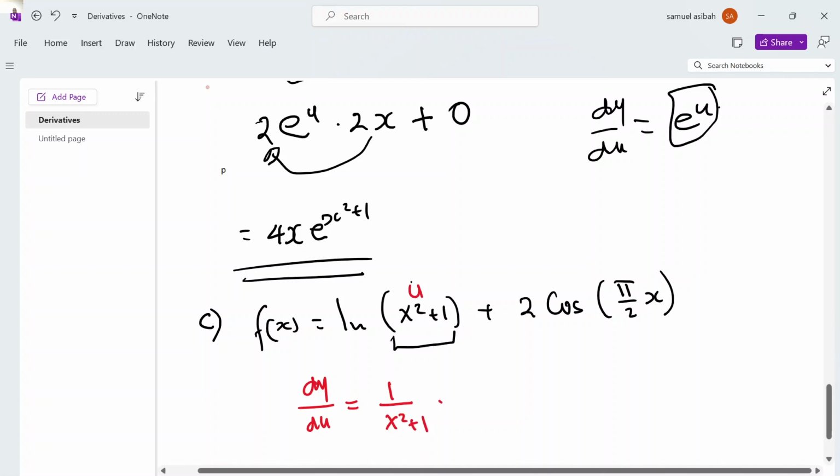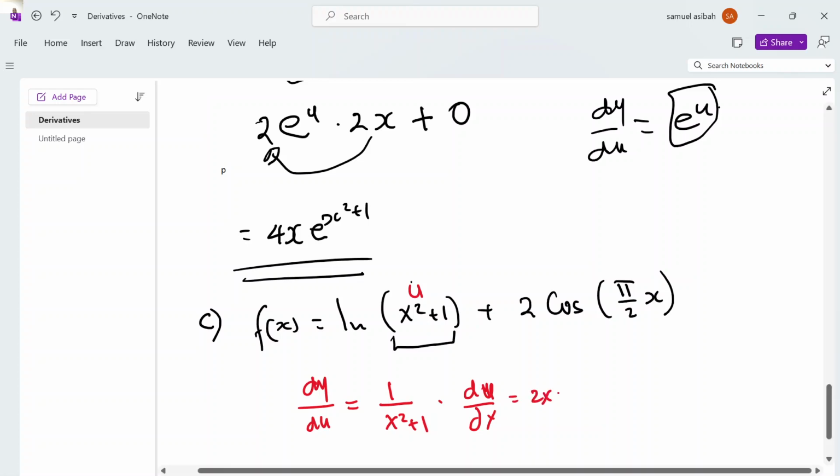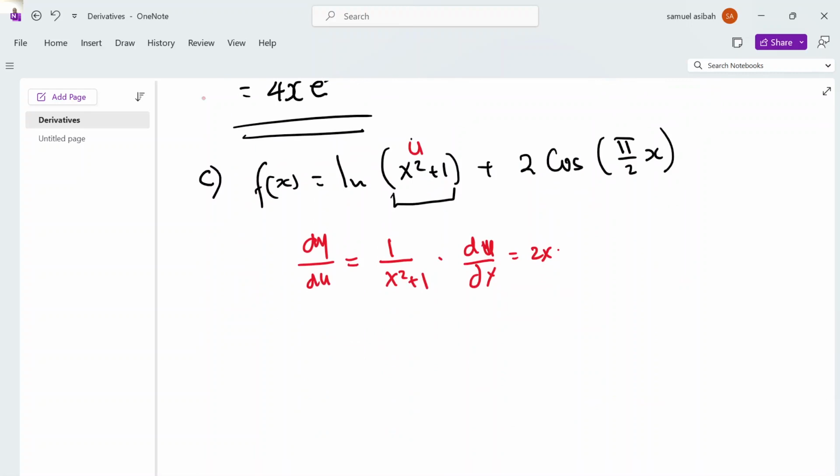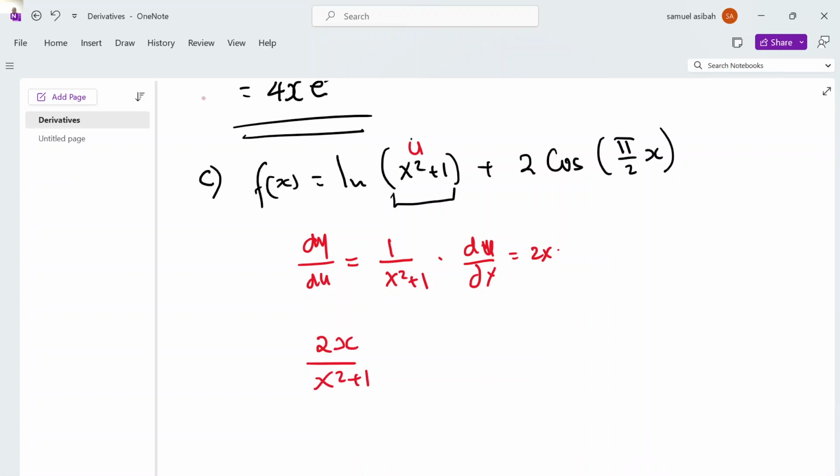Then just get du over dx. Now du is only what is contained inside the bracket, which, if you look at it, is just 2x. So when you multiply the two, you get 2x over x squared plus 1. So you can see how easy it is for you to use the chain rule.